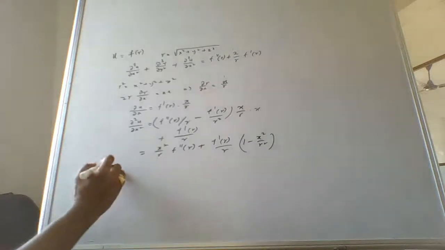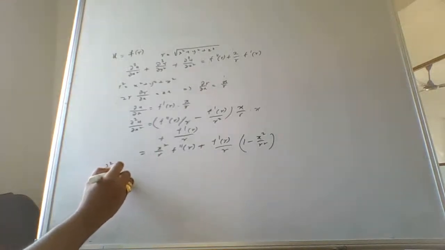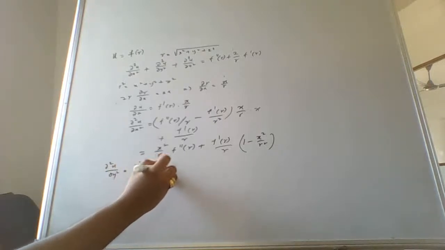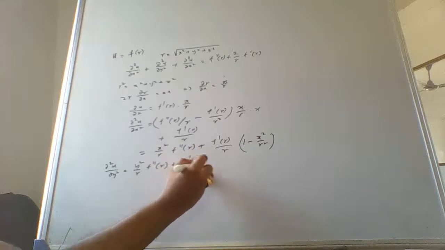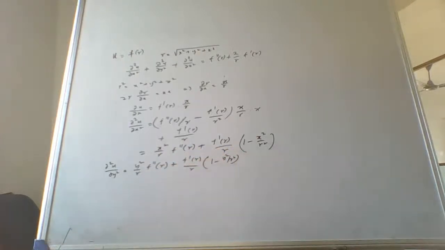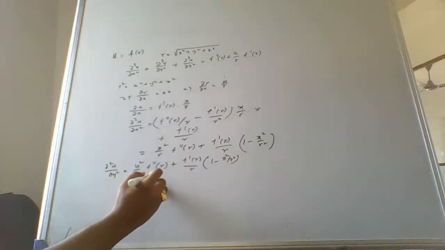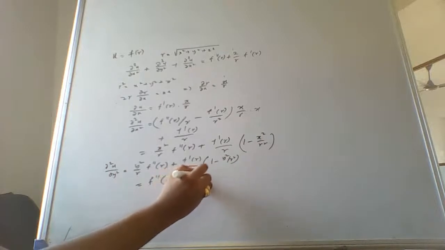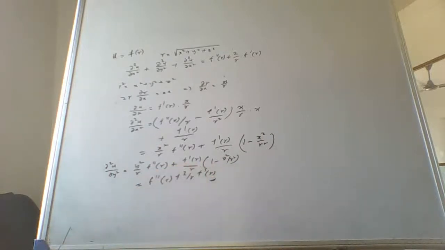Likewise, we get dou square u by dou y square as y square by r into f double dash of r, and f dash of r divided by r into 1 minus y square by r square. So when you add all these results, I get f double dash of r plus 2 by r times f dash of r, which is the final result for this. I hope you have understood. Please write to me or comment on this. Thank you.